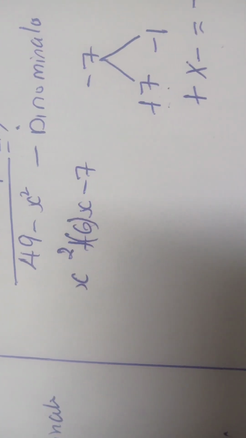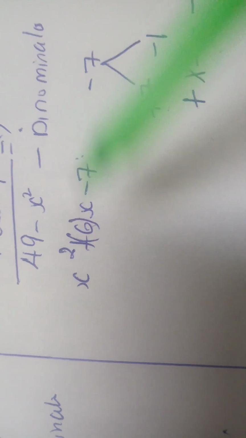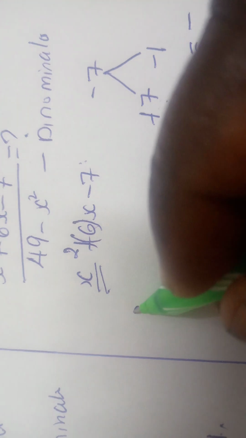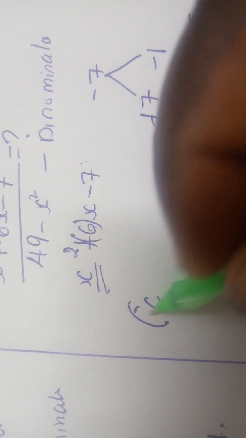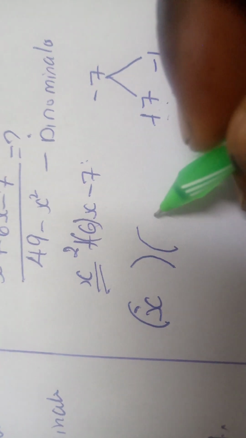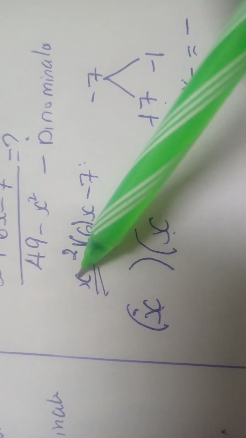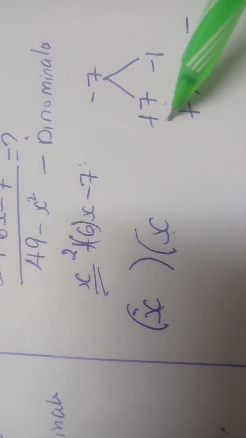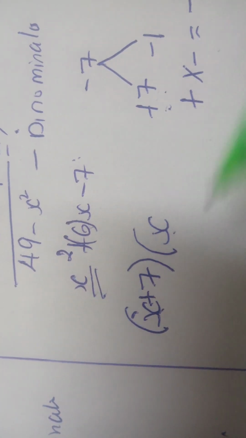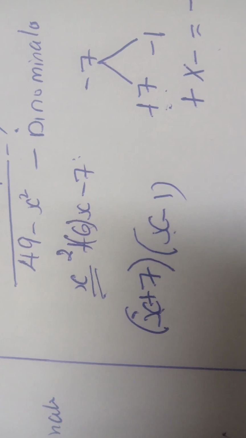So what do we have? We have now solved this 6x minus 7. Now we still have this x squared. So for x squared, we open a bracket, take one x, leave a space, close the bracket, then open another bracket and put the other x. This x times this x leads us back to x squared. Now we go to the factors. In the first bracket, you write the +7, the first factor. In the other bracket, you write -1. We are done with the numerator.